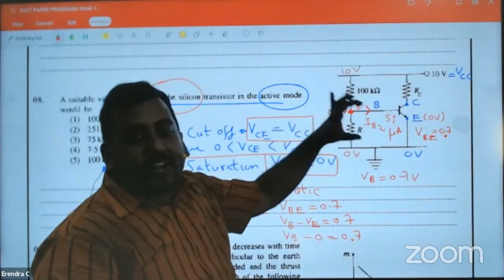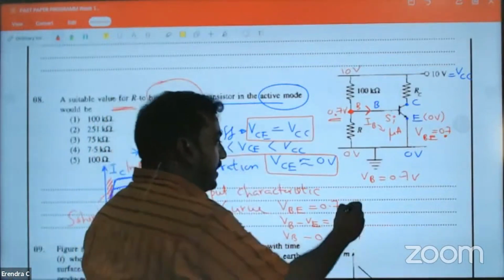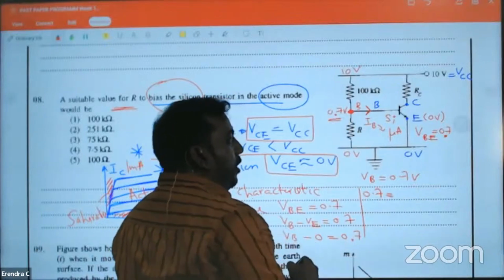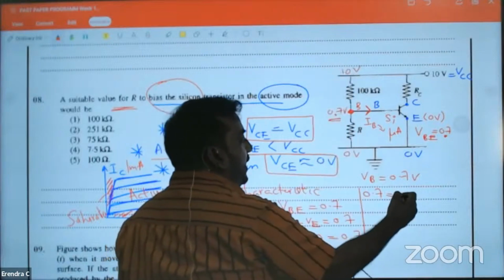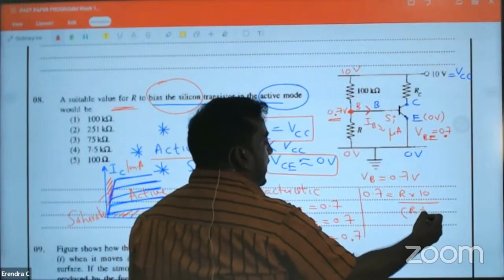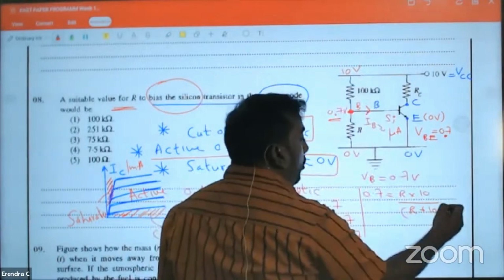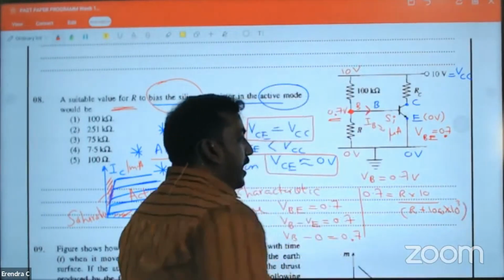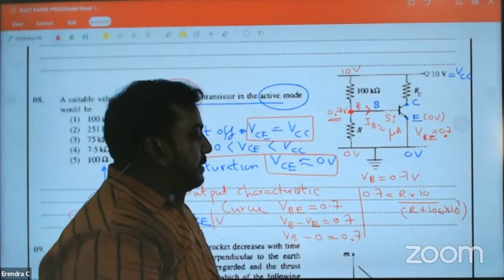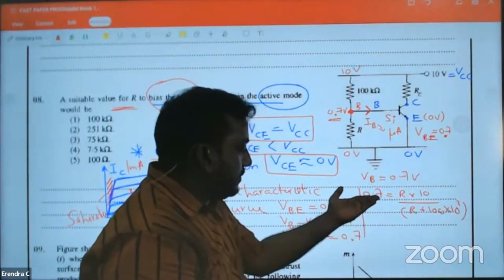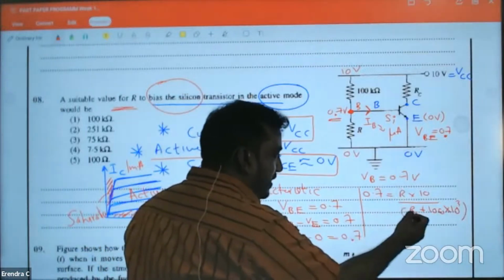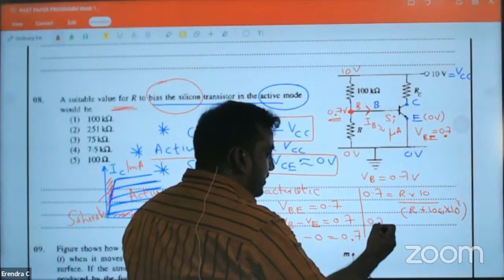And now we can apply the potential divider method. Do you remember the potential divider? How do you find it? From the 0 here, the voltage is 0.7. Resistor into total voltage, divide by the addition: R plus 100 kilo ohm. Now what are you going to do? Cross multiply this. Now 0.7, if I cross multiply, then what? R times 0.7, 0.7 R.